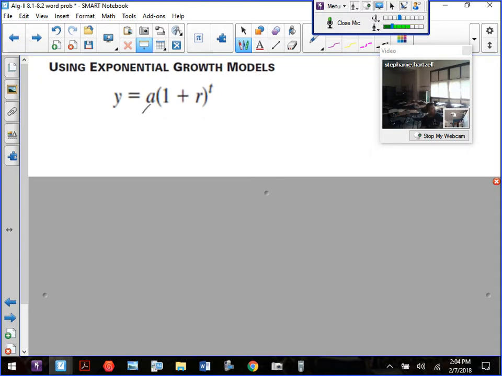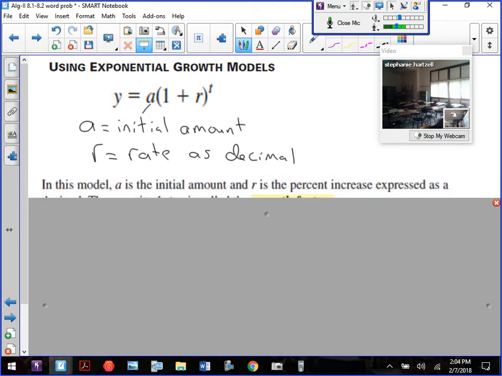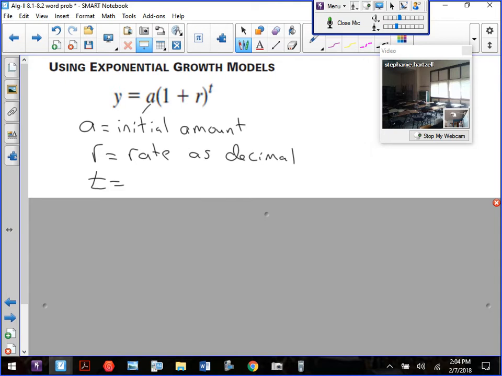You have this value of A, which is your initial amount. This value of R is your rate, and they put the rates as a decimal. And this value of T is time, and it's usually in years. More often than not, it's time in years.